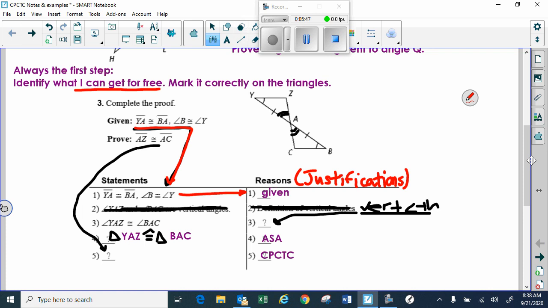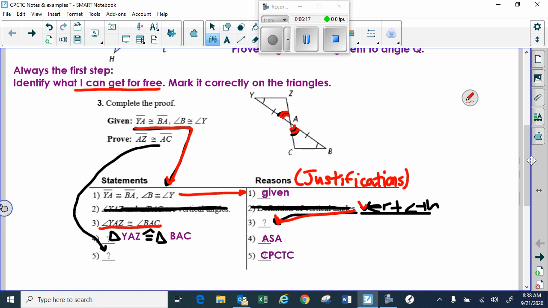And then I always ask, what can I get for free? And again, I see vertical angles here. So angle YAZ, as you see down here, that's the next step. I go up to 2 arcs now because 1 arc's already been used for angles Y and B. YAZ is congruent to BAC. Remember, I must put it in corresponding order. And of course, the justification is the vertical angle theorem, as you see right here.